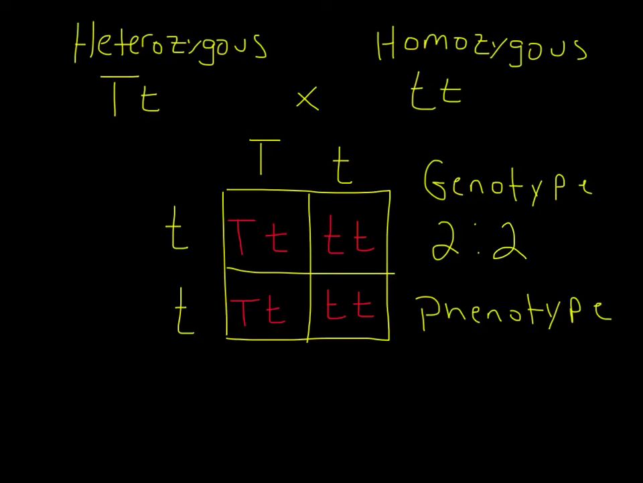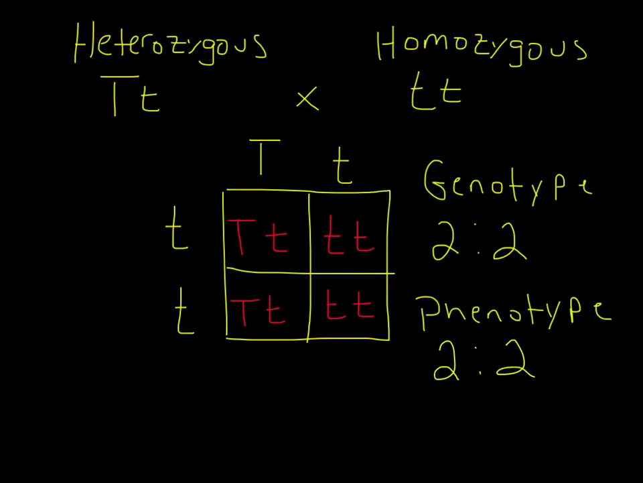Now the phenotype is going to actually look at our characteristics. If I look at it, this one is tall and so is this one because they have that dominant tall trait. This one and this one are little. Okay, so I have 2 tall and 2 little. So I'd write the phenotype the same way, 2 to 2.